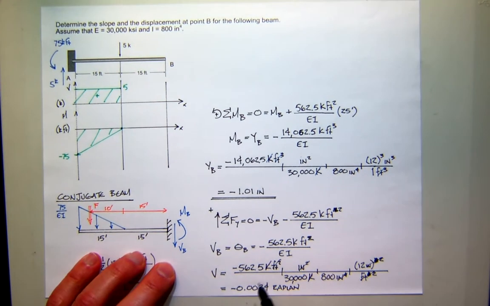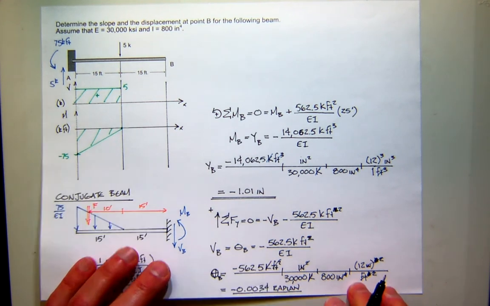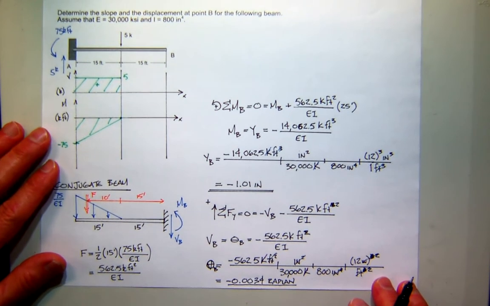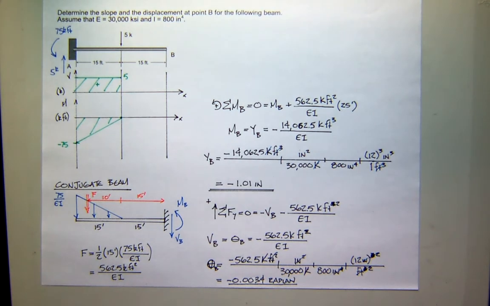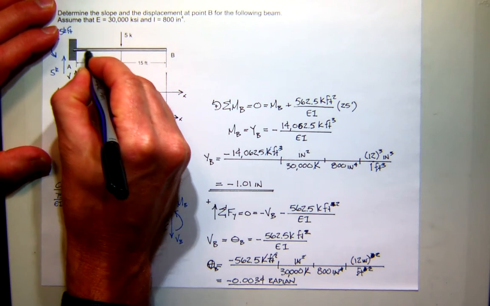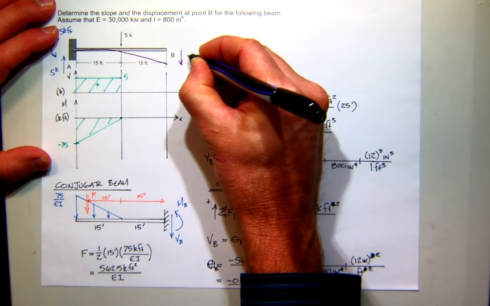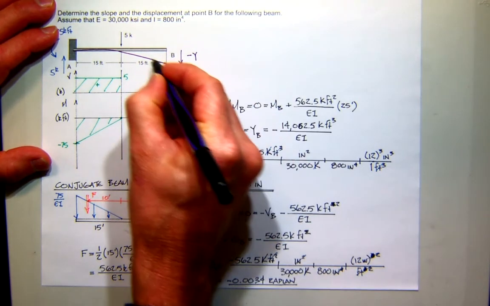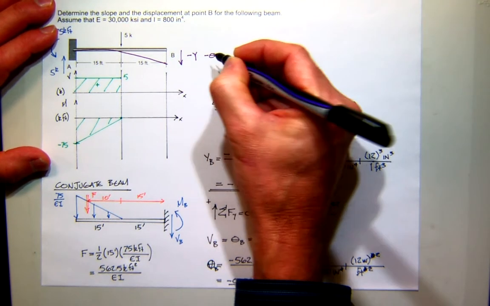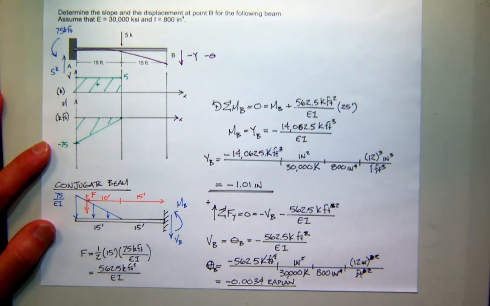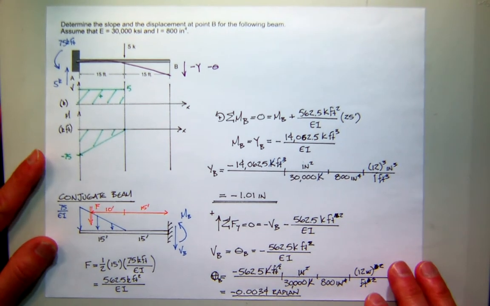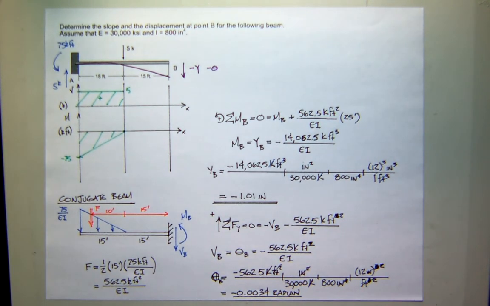Pretty small angle. It's so small I can't get my thing in there. There it goes. This should be phi at B. It kind of makes sense too. When this beam displaces, it's probably going to do something like this. So you can see I've got a negative displacement and my slope is also negative. So at least the signs match up. So any questions about that? All right.